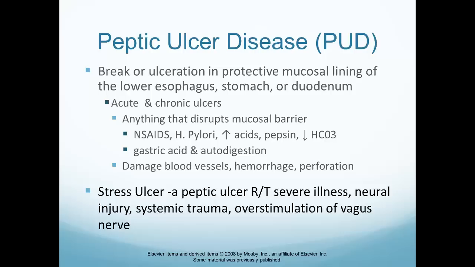We can get an autodigestion thing going on in the stomach. We could have damaged blood vessels. That's a possibility that can cause the patient to have peptic ulcer disease. But the most common causes are going to be nonsteroidal anti-inflammatories and H. pylori.